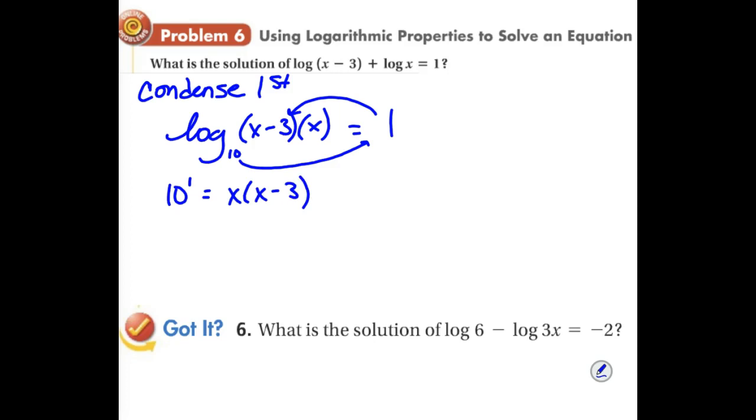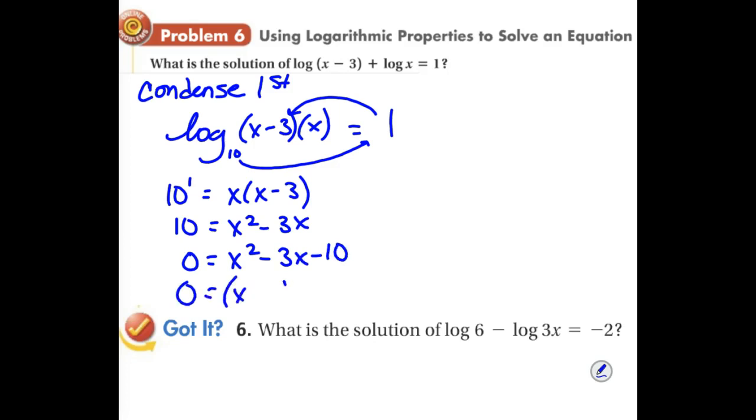Well, 10 to the first is just 10. On the right-hand side here, if I distribute, I have x squared minus 3x. How would I solve that? Yes. Bring the 10 to the other side, subtract it over. And then what? And then factor.